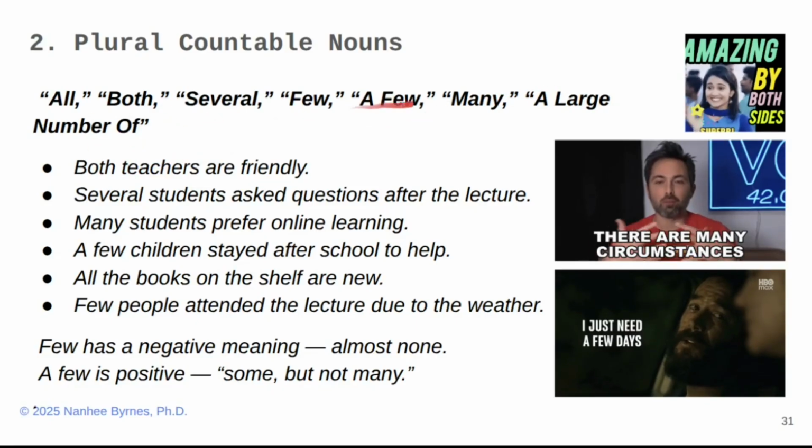When you're referring to more than one countable thing, the quantifier must reflect plurality. For example, both teachers are friendly. Several students ask questions after the lecture. Many students prefer online learning. A few children stayed after school to help. All the books on the shelf are new. Few people attended the lecture due to the weather.